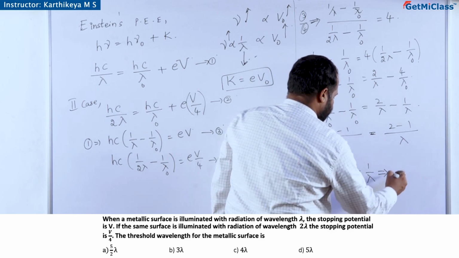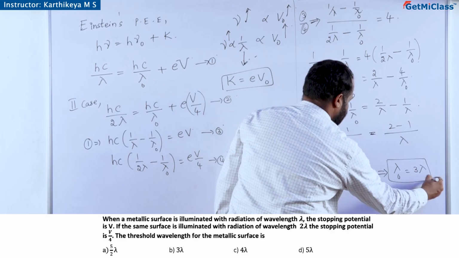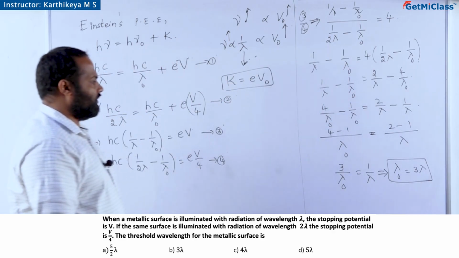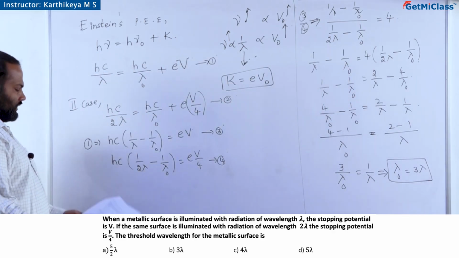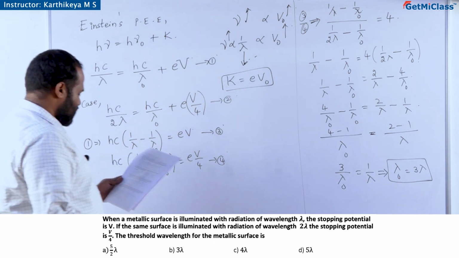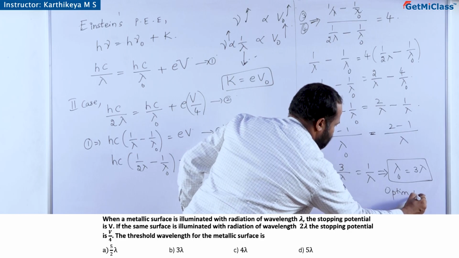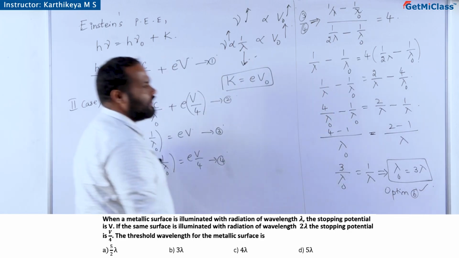which implies lambda naught is 3 lambda. So, the threshold wavelength is 3 lambda. So, option B is the right option.